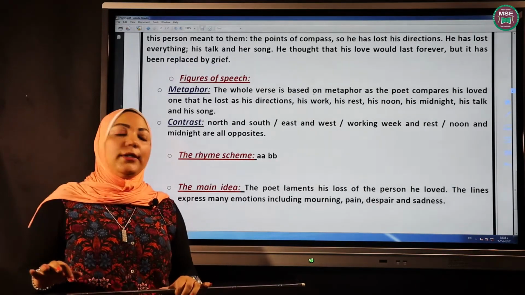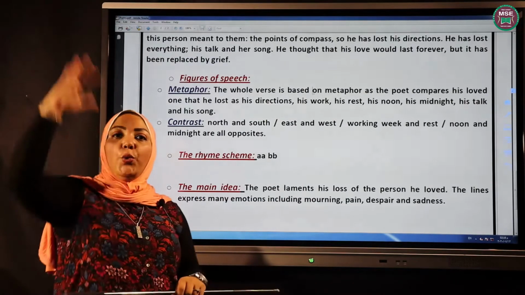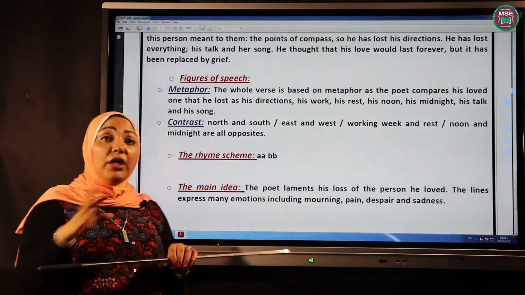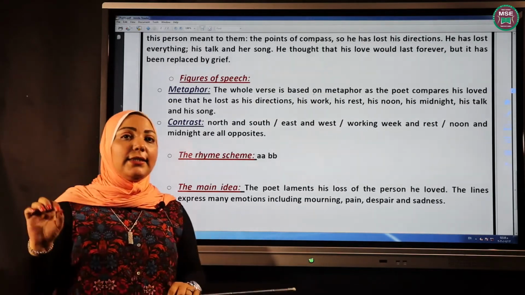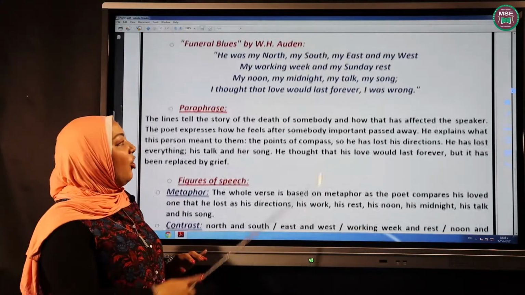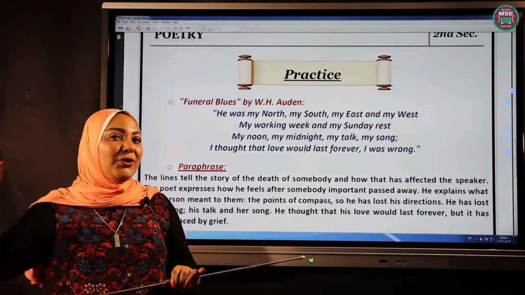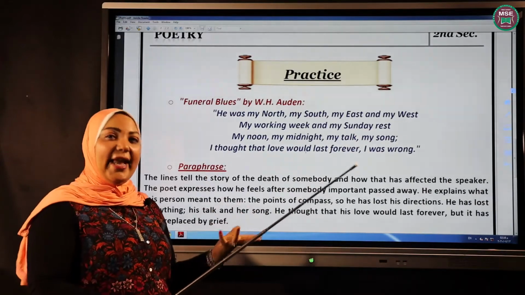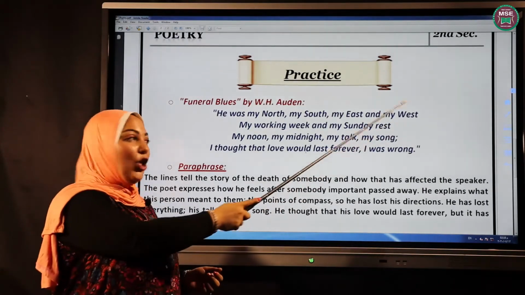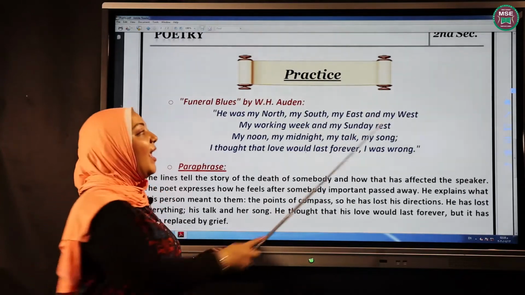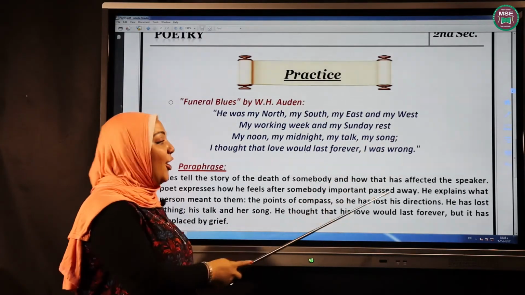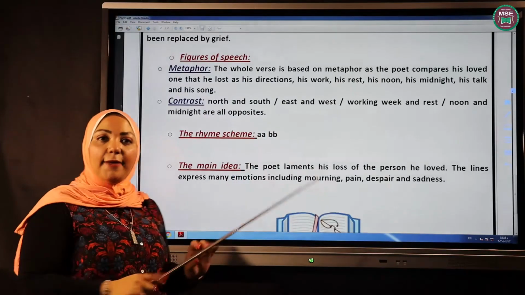Also, there is contrast that was very clear here, because he said north and south, east and west, working week and rest, noon and midnight. All these are opposites. And we said that the function of the contrast is to clarify the meaning. Okay. If we want to discuss the rhyme scheme, we said that the rhyme scheme is responsible for the external music, because we are looking for the sounds that appear at the end of the lines. So, west, rest. You find that the same sound is repeated in line 1 and 2. So, the rhyme scheme, AA. And then, song, wrong. It's the same sound, so it's BB. So the rhyme scheme of this stanza is AA, BB.